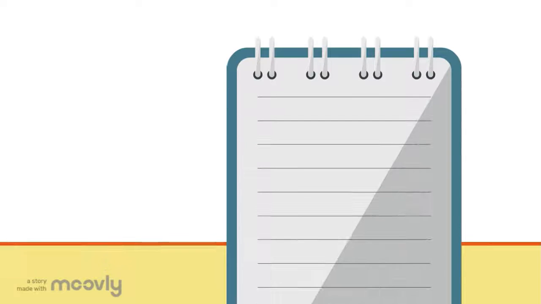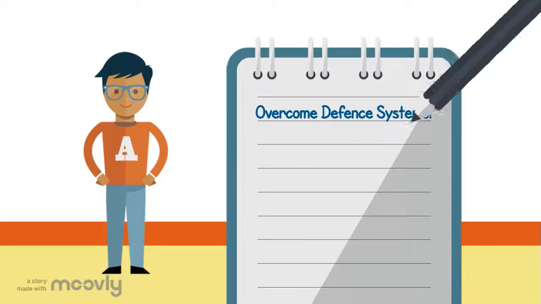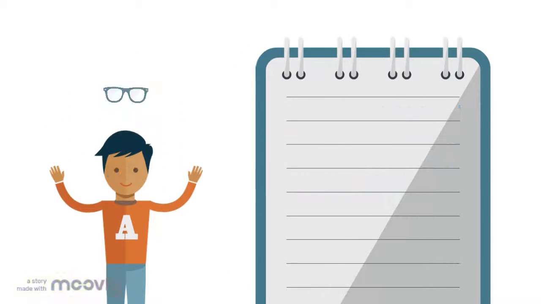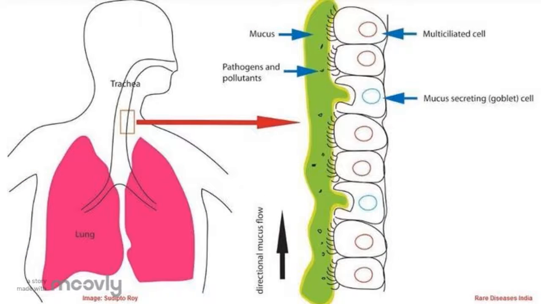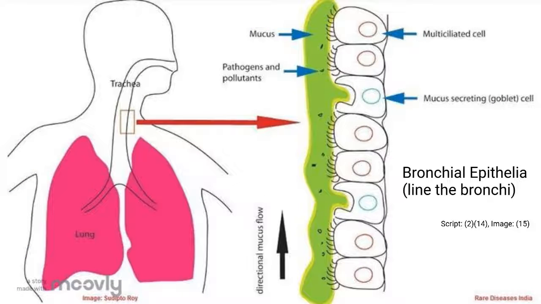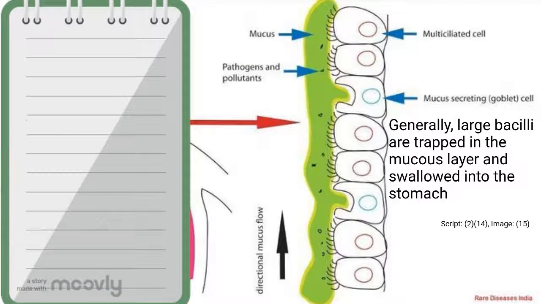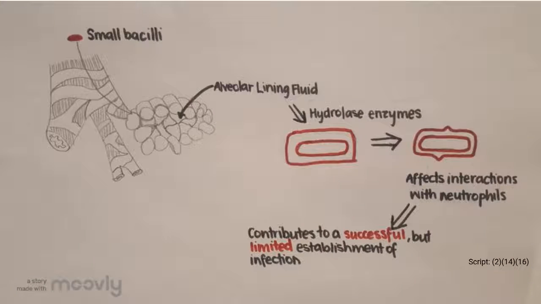In order to become an infection, however, the bacteria must surpass a number of defense systems employed by the body to overcome infection. The first line of defense is the pseudostratified bronchial epithelia that line the bronchi. Goblet cells produce mucus which cover the cilia and rhythmically beat upwards, pushing foreign substances towards the glottis for removal. Generally, large bacilli are trapped here due to the centrifugal forces associated with airflow. Smaller bacilli particles bypass the mucociliary system and settle in the alveoli.